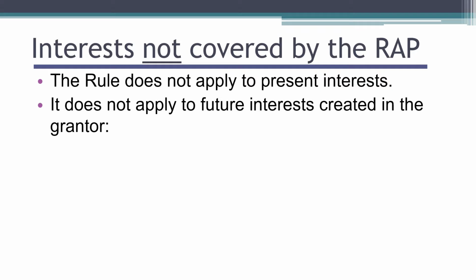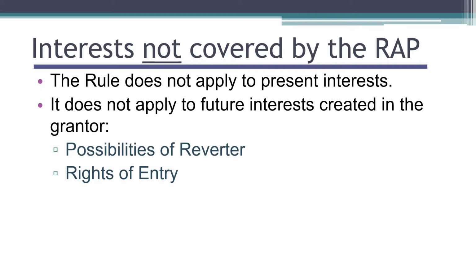In addition, the rule does not apply to future interests that are created in a grantor. We've already learned what the three future interests created in a grantor are called. There's the possibility of reverter, the right of entry or power of termination, and the reversion. And the rule against perpetuities does not apply to any of those. The idea that it doesn't apply to possibilities of reverter and rights of entry has been criticized, but the common law is absolutely clear that it does not apply to any of those future interests created in the grantor.